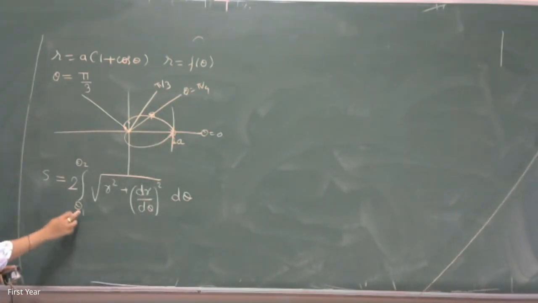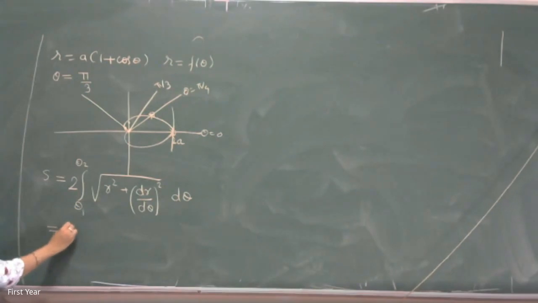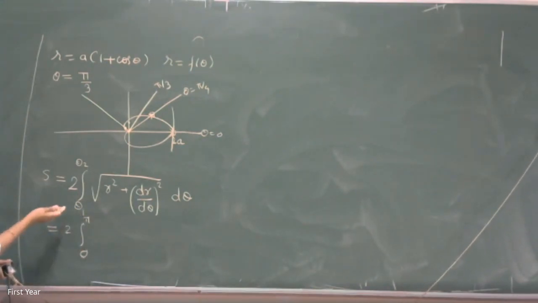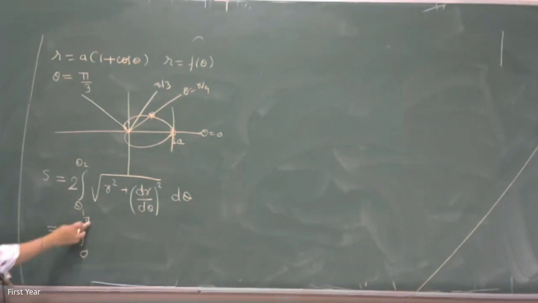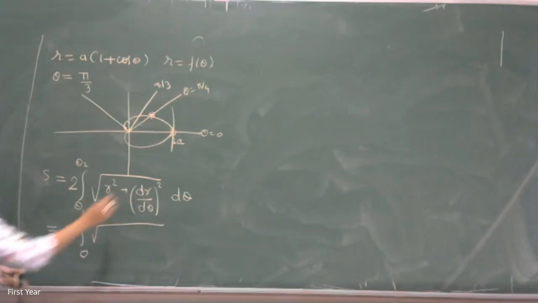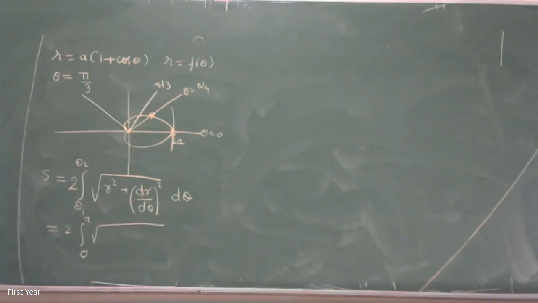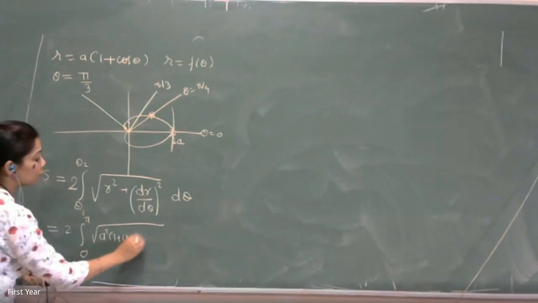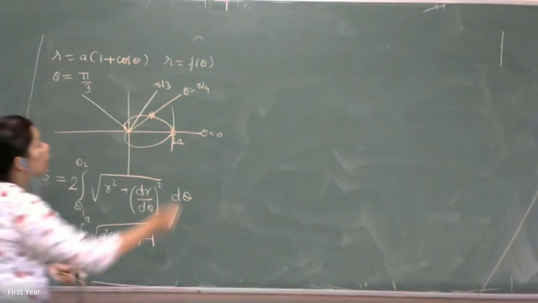So it is 2 times, if I write theta 1 to be 0 and theta 2 to be pi, or if you don't want to do that, you can write 0 to 2 pi also to get the same answer. So 2 times integral 0 to pi root of r square plus dr by d theta the whole square. So what is r square? a square into 1 plus cos theta the whole square. Plus, what is dr by d theta?